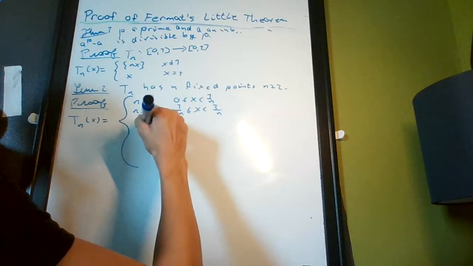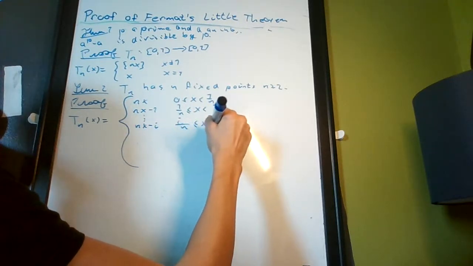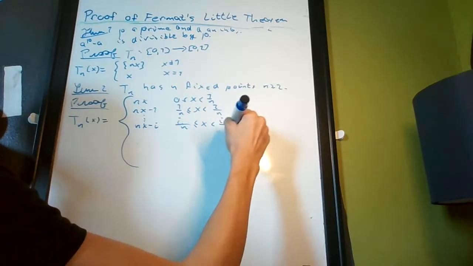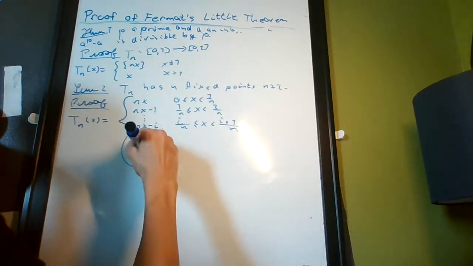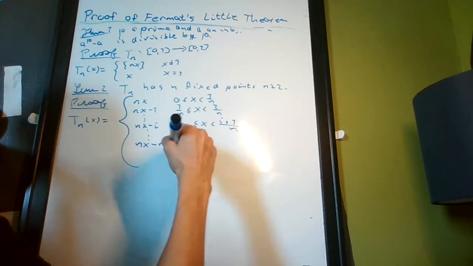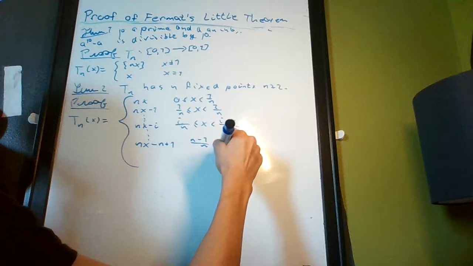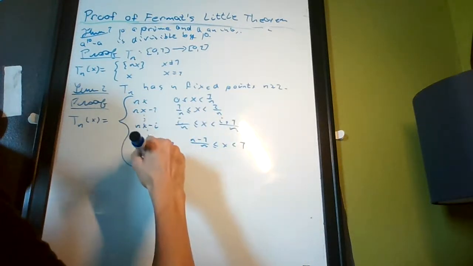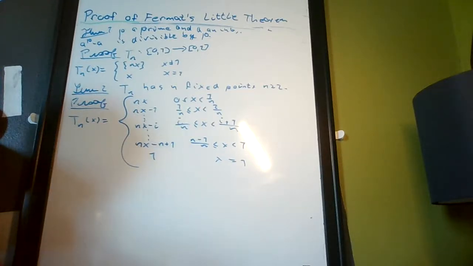Continue this down to a general i. So it's going to be nx minus i for x between i over n and i plus 1 over n. Continue that down until nx minus n plus 1 for x between n minus 1 over n and 1, and 1 for x equals 1. So this is our new definition of the function.